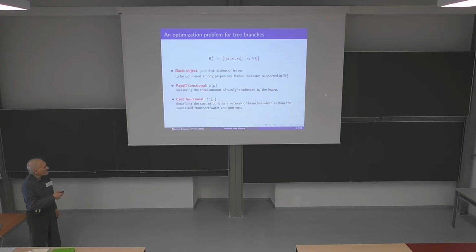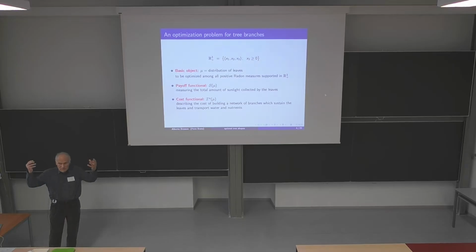Okay, a payoff functional would be a functional of the measure mu that will measure the total amount of sunlight collected by the leaves. And the cost functional will be what I call the irrigation functional for mu, which describes the cost of building a network of branches that sustain the leaves and transport water and nutrients from the base of the trunk to the leaves.